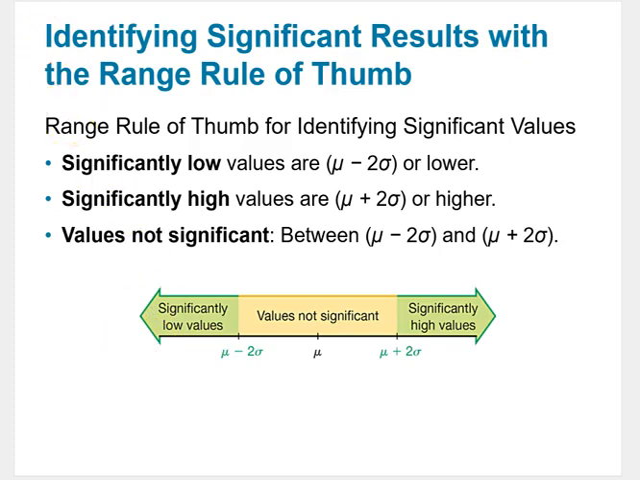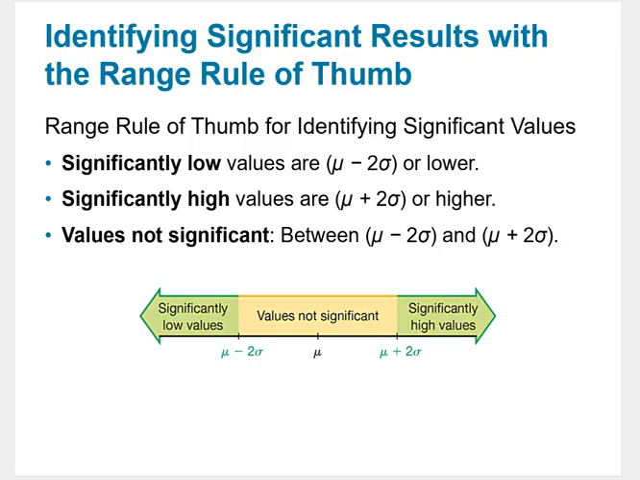All right, so again, to know if your results are significantly low or significantly high, you're just going to be looking for your data values to be greater than 2 standard deviations away from the mean in either direction. So if they're above the mean by more than 2 standard deviations, that's going to be significantly high, and then below would be 2 standard deviations below the mean.